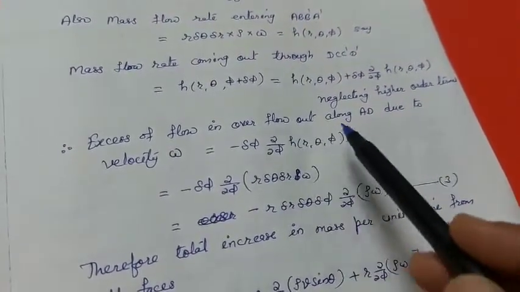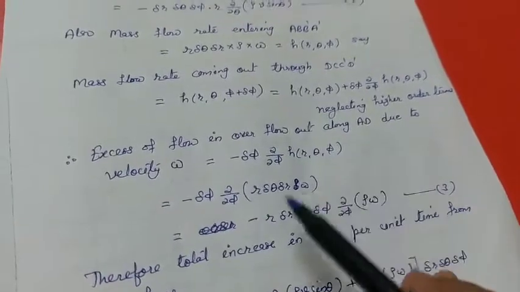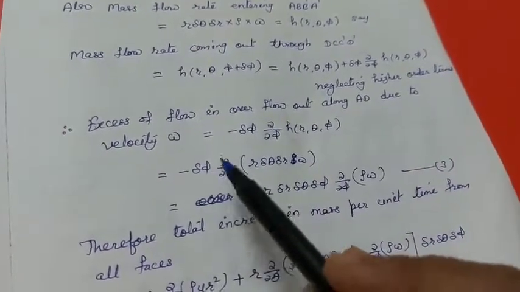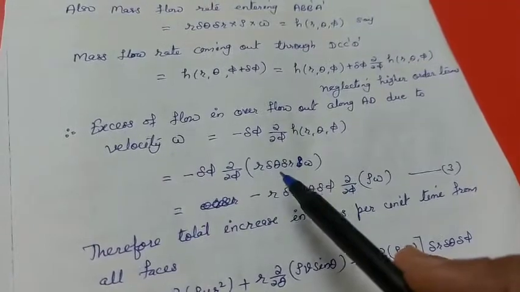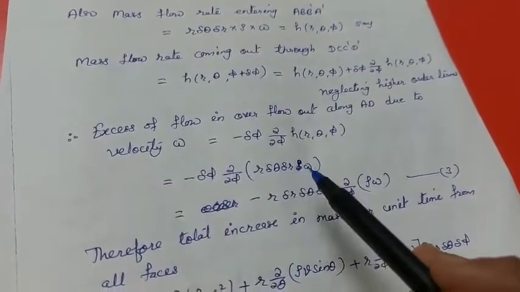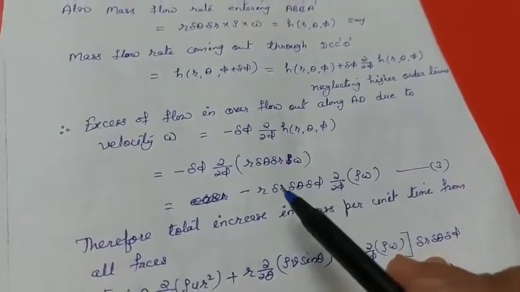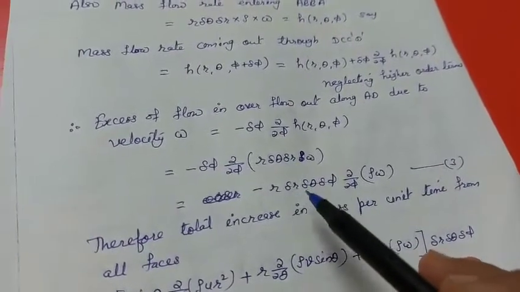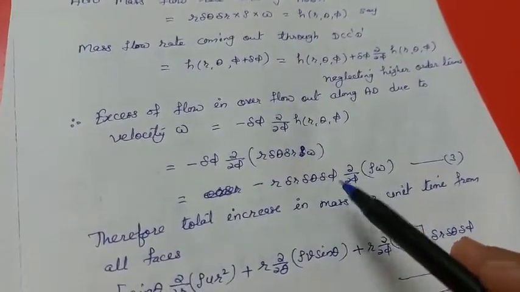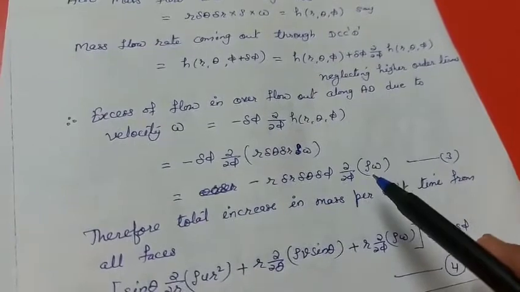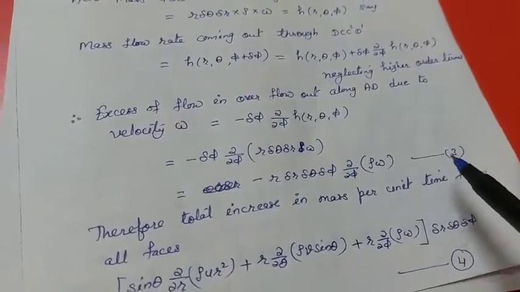Substituting the value of this h of r, theta, phi, we have minus delta phi del by del phi of r delta theta delta r rho w. So this result becomes minus r delta theta delta phi del by del phi of rho w. Suppose this is equation number 3.